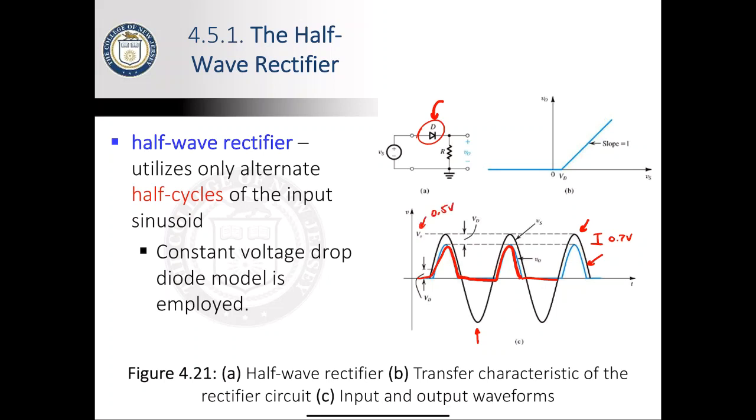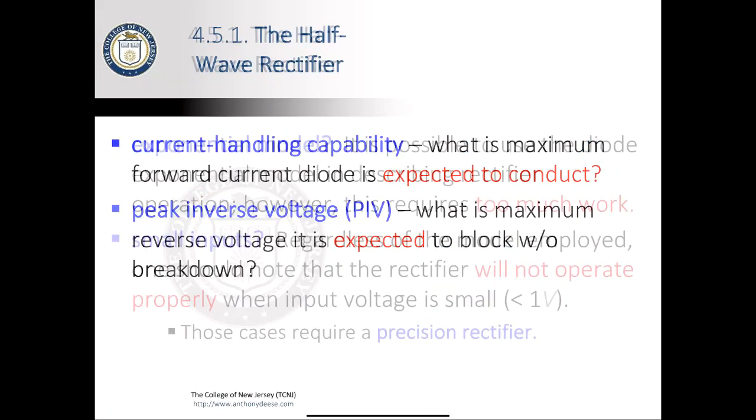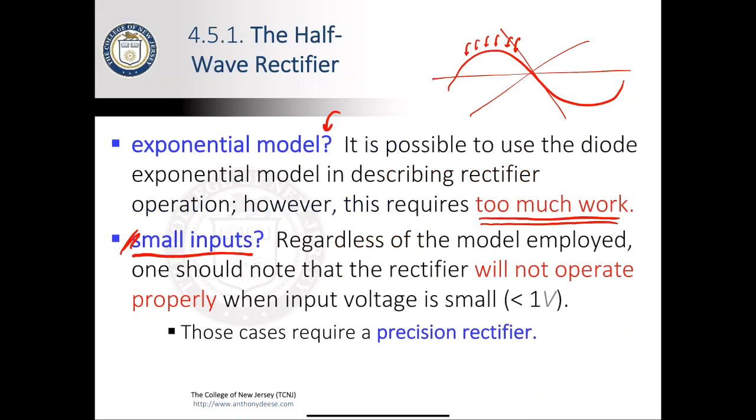Now, if you look at what's going on, if this is 0.5 volts right here, and this is 0.7, that would actually push the blue all the way through the bottom of the graph, which obviously doesn't make any sense. So if we're talking about very small inputs, the rectifier is not going to operate properly when the input voltage is small and below 1 volt.